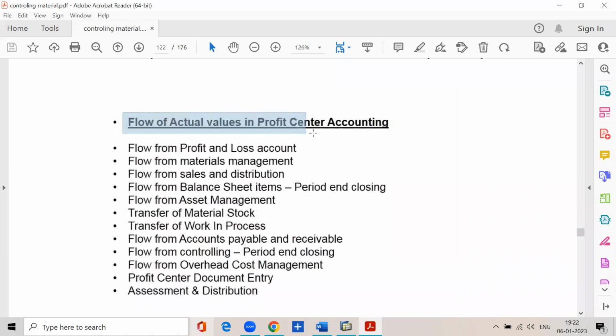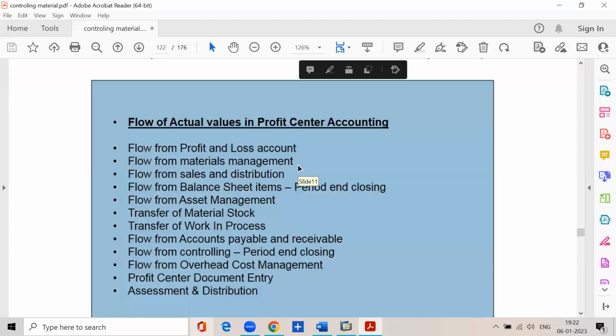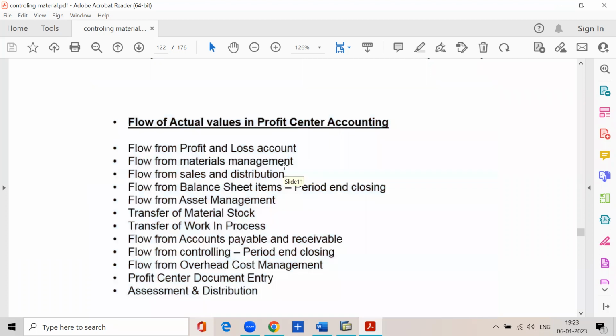So, flow of values into profit center accounting. How, and from where, the values flow into profit center accounting. From the profit and loss account, means FI. From materials management, expenses like raw material consumption, right? Then raw material scrapping. Then purchasing costs, that is purchase order costs, which are also called procurement costs. So procurement costs, input taxes, raw material consumption, raw material scrapping, etc., will be taken from materials management. Then from sales and distribution, right? Sales revenues and sales-related expenses are taken from sales and distribution.